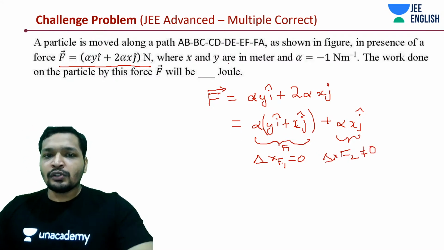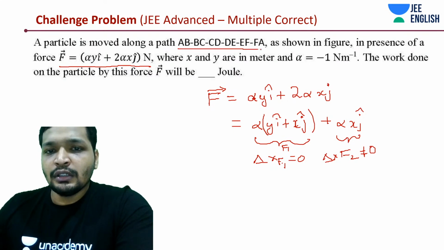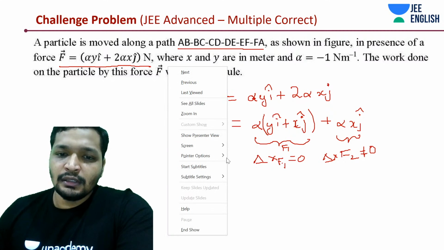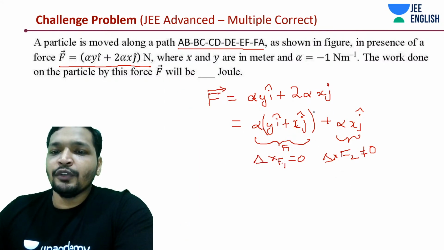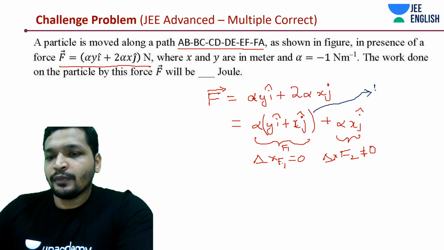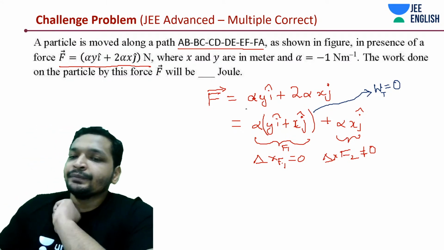So it's a closed loop. A, B, C, D, E, F, A. No work done by this part of the force. Work total is 0. You can do it for each and every line.